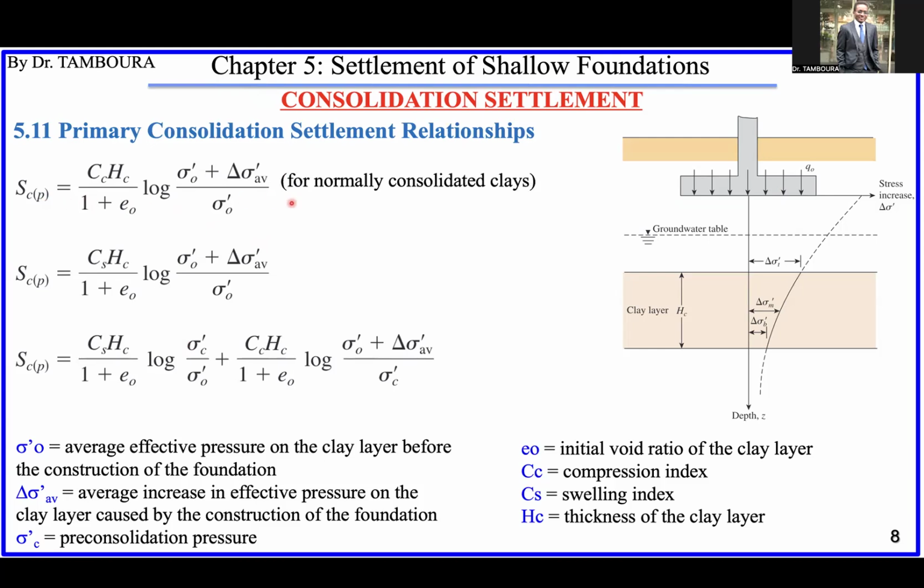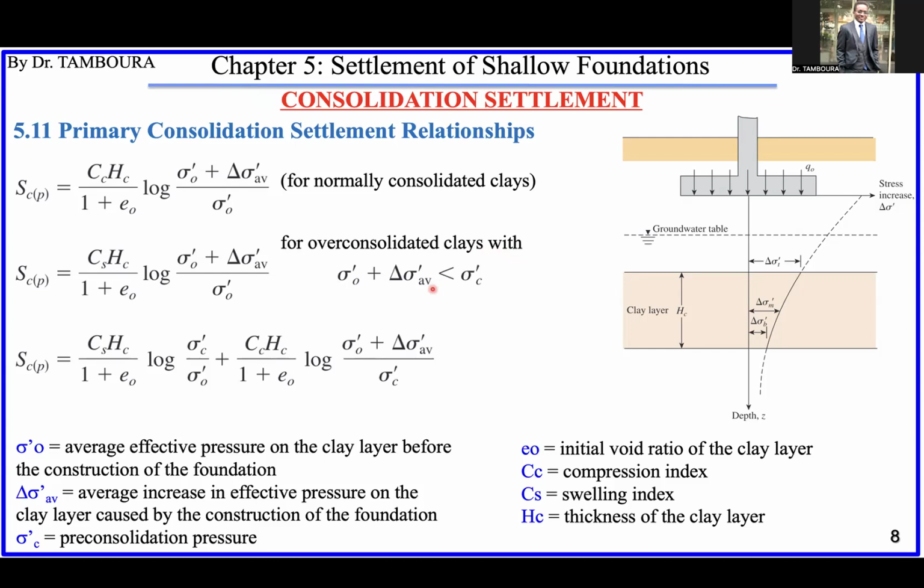is for normally consolidated clay. So it means the pre-consolidation pressure is less than the pressure you are adding. Okay, normally consolidated. And this one is for over consolidated clay.